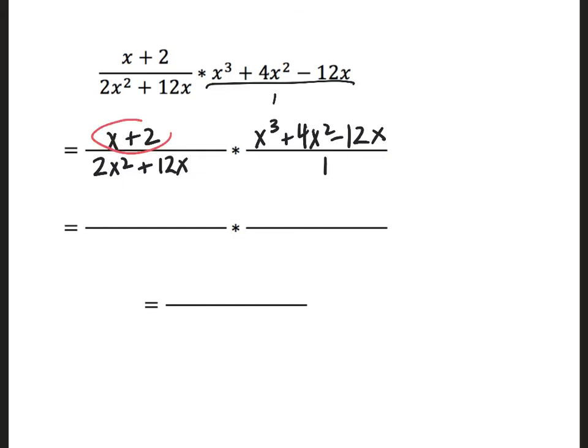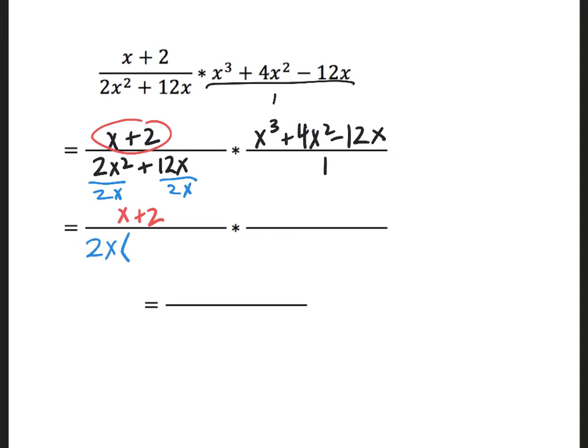The first thing I notice is we have x plus 2 on top. We can't factor that, so it'll just stay. On the bottom, we have 2x squared plus 12x. I think I can take a GCF out of there. I notice we have 2 and 12. I can divide those both by 2. But then they also both have at least 1x. So my greatest common factor is actually going to be 2x.